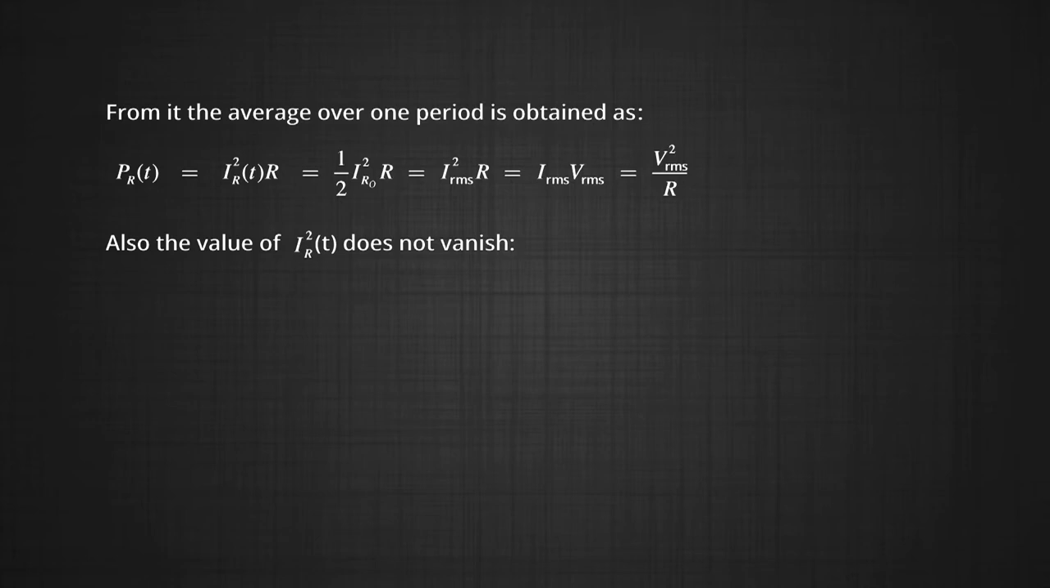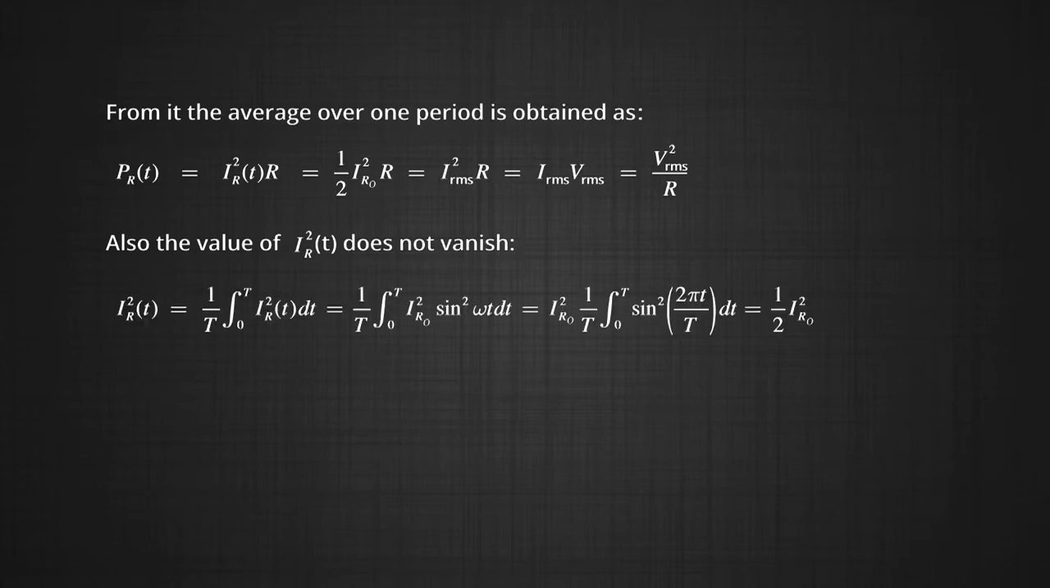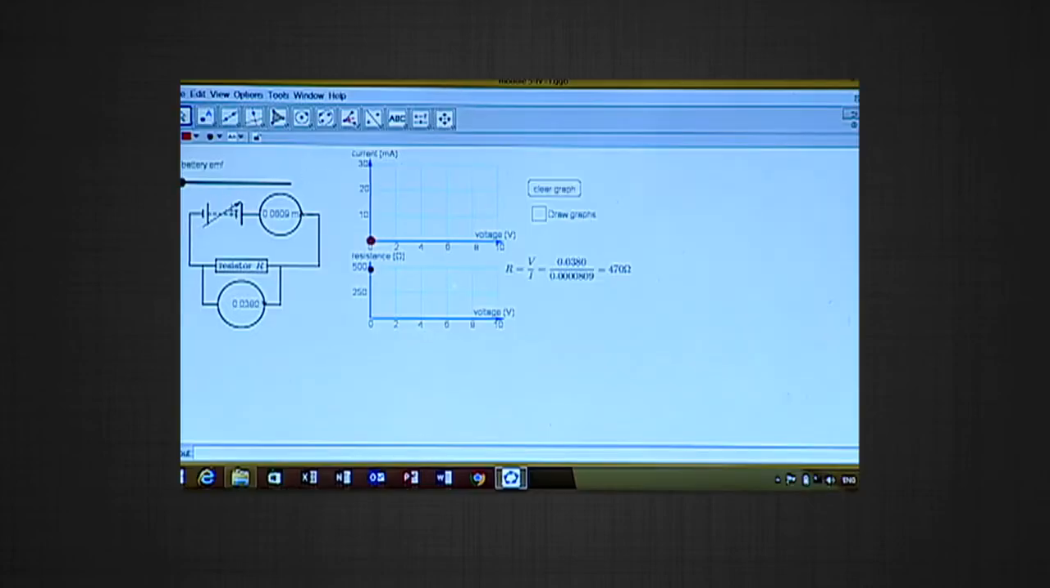It means we can see here that the average of I squared is 1/T integral from 0 to T of I squared dt, which is equal to 1/T integral from 0 to T of I0 squared sin squared omega t dt, which is I0 squared times 1/T integral from 0 to T of sin squared (2 pi/T) t dt, that is equal to 1/2 I0 squared. From here we can define the root mean square or RMS current as I_rms equal to the square root of average I squared, which is equal to I0 divided by square root of 2.